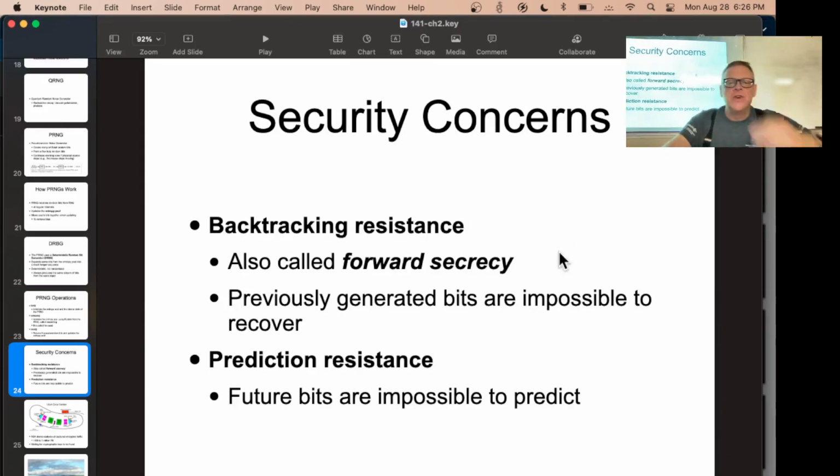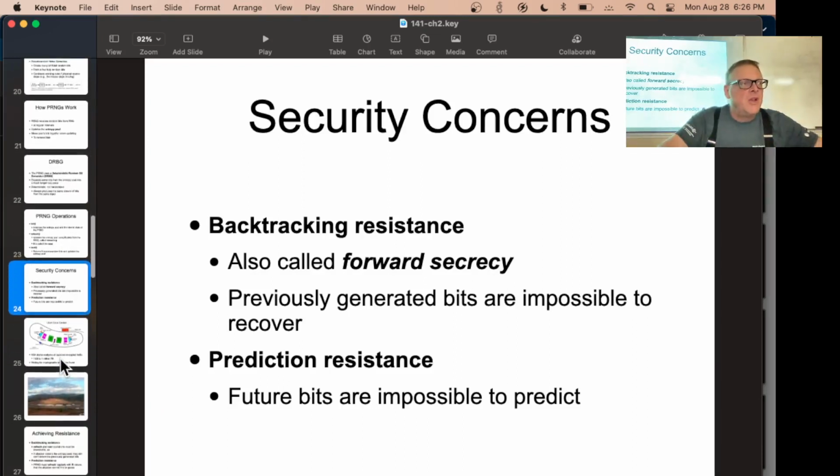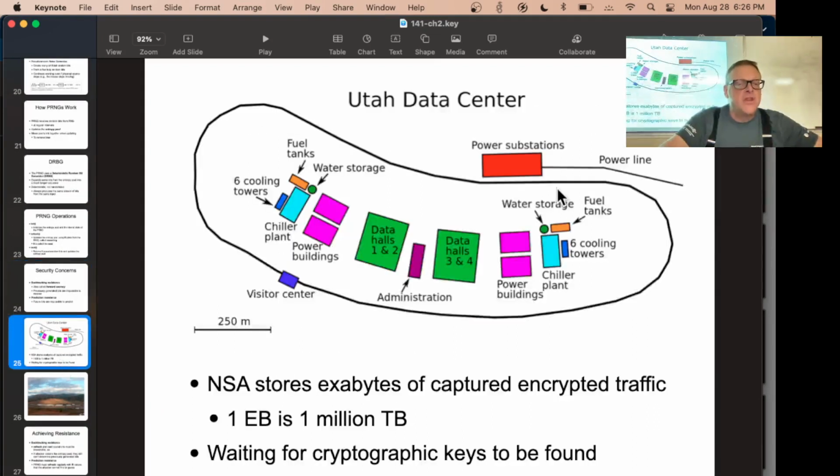Here's the security concerns. One issue is forward secrecy. If I measure the random bits, can I guess what they were in the past? If I could find a pattern and predict it, that would be backtracking, or forward secrecy. Prediction resistant means it's impossible to predict the future bits from a sample of it. That's what you want. You want it to be impossible to predict the past or the future from any sample of these bits. That's what it would be to be sufficiently random.